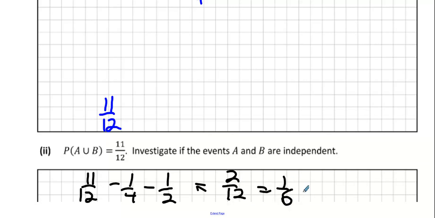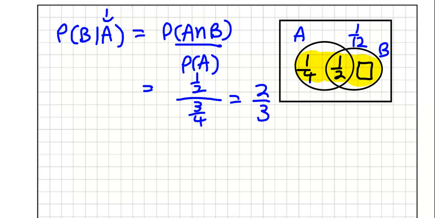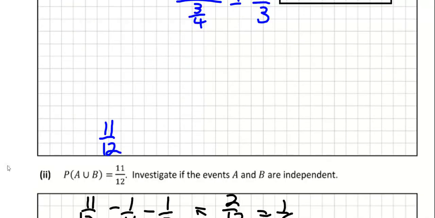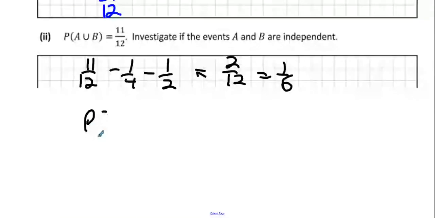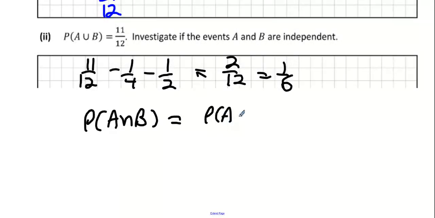Who got a sixth? Now, what's the test for independence? Anybody remember the test for independence? How do you prove that something's independent? Nobody in the class knows. When you multiply them by each other, what should happen? Should be able to be the same as the intersection. It's an investigate if question. It's not a show that question, which means it may or may not equal.